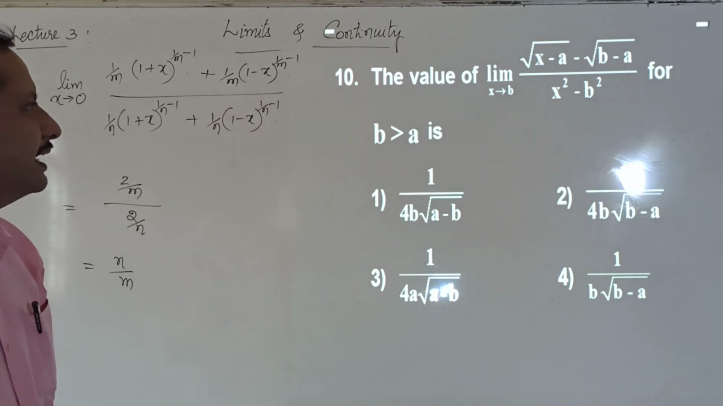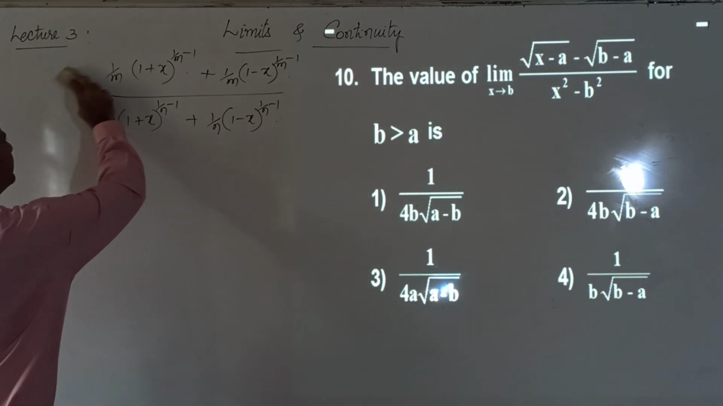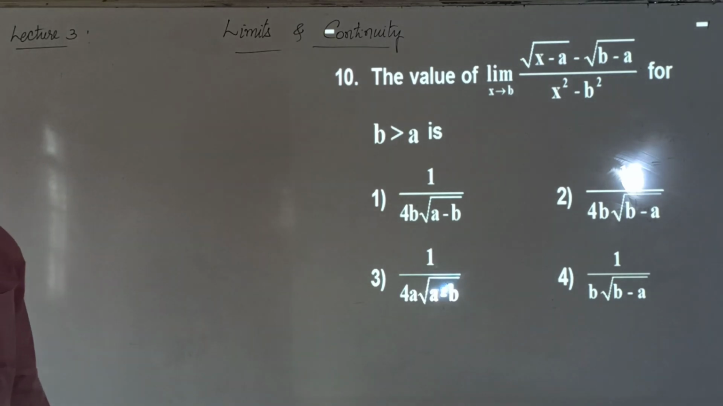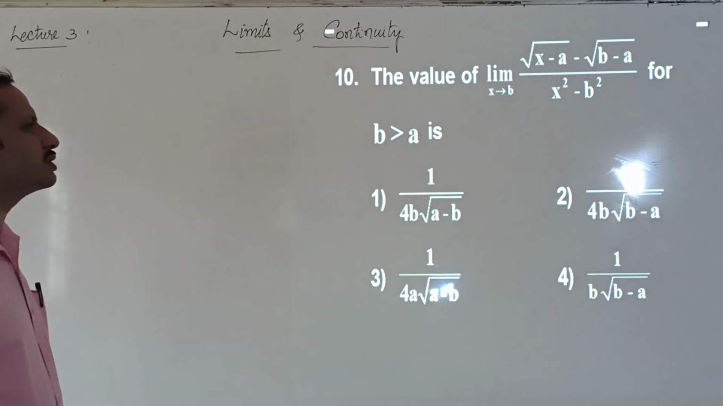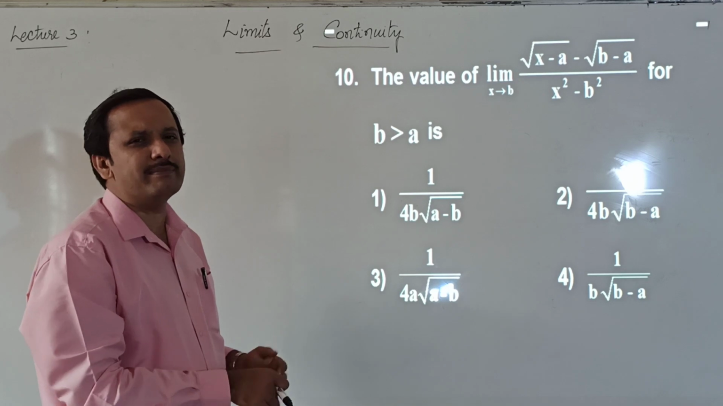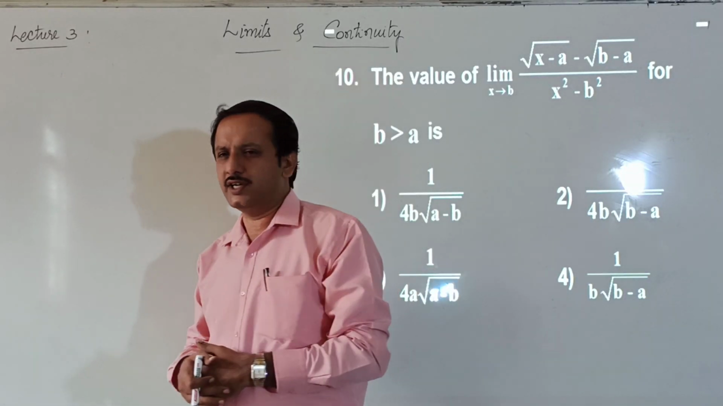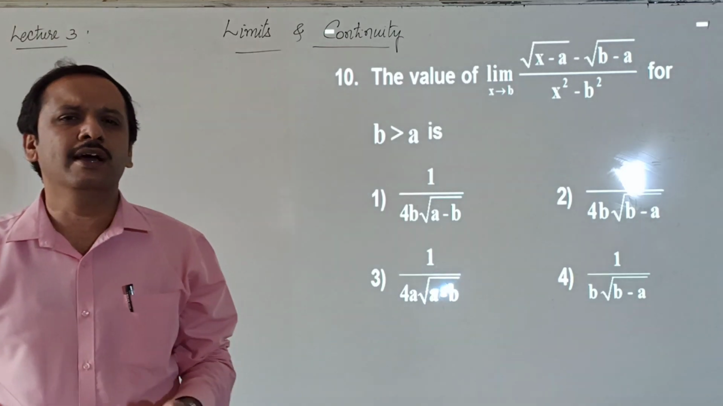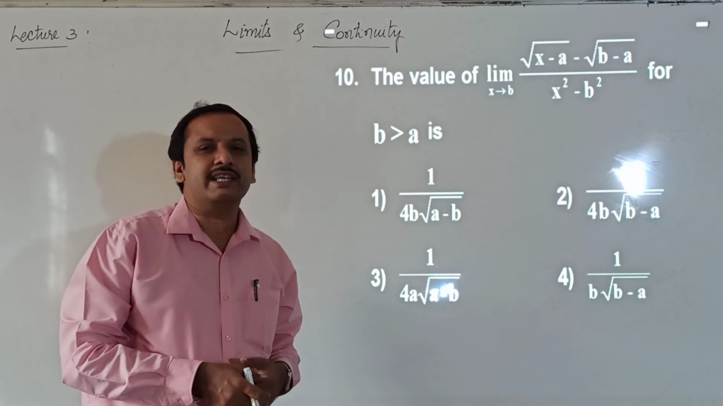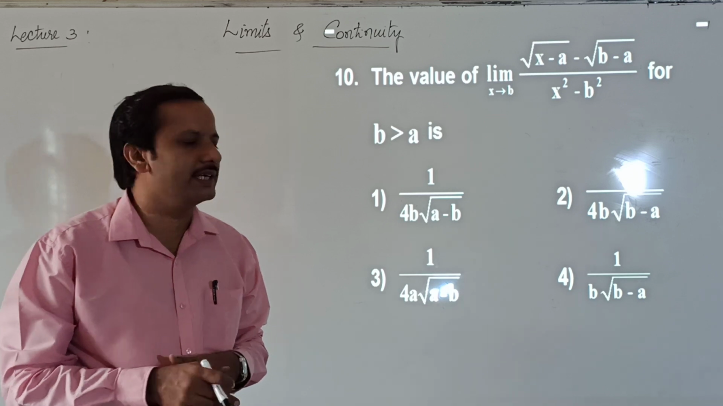Okay. Question number 10. The value of limit x tends to b of (root of x minus a minus root of b minus a) divided by (x square minus b square), for b greater than a, is. b must be greater than a because otherwise root of b minus a does not exist at all. Root x is defined only when x is greater than or equal to 0. So if b is less than a, then the square root of b minus a, the root of a negative quantity, does not exist.